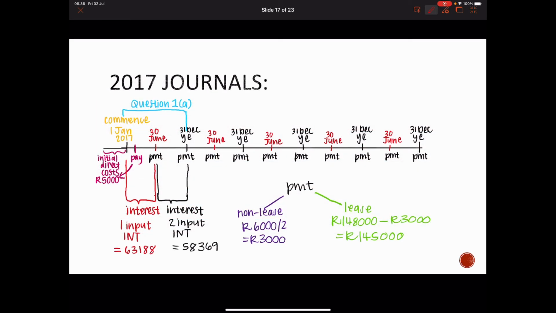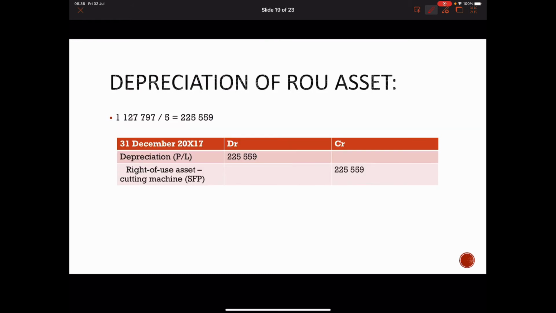At each year end, we have to go and do the journal entry for the depreciation of the right of use asset. So how we calculate that is we take the right of use asset that we've calculated at the commencement date and we divide it by the lease period, because this is the time you would use the asset. The only time where you divide it by the useful life of the asset itself is when you elect the purchase option or if ownership transfers at the end of the lease.